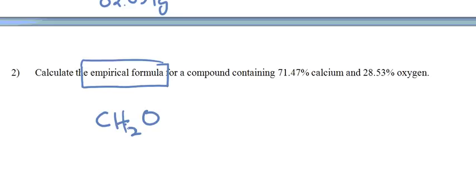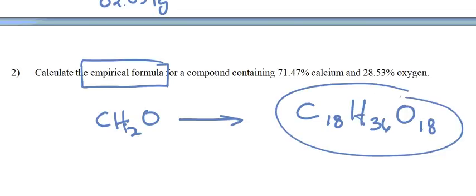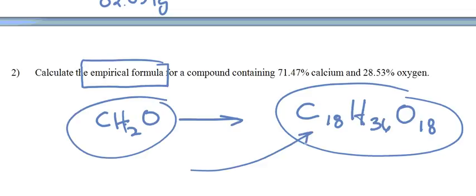CH2O, and then we could make a molecular compound, where we could have, say, C18H36O18. Now, that is a compound that exists. However, this is the molecular formula, and this is the empirical formula for it. So for this compound, we can reduce these down to this. So this is the empirical formula.